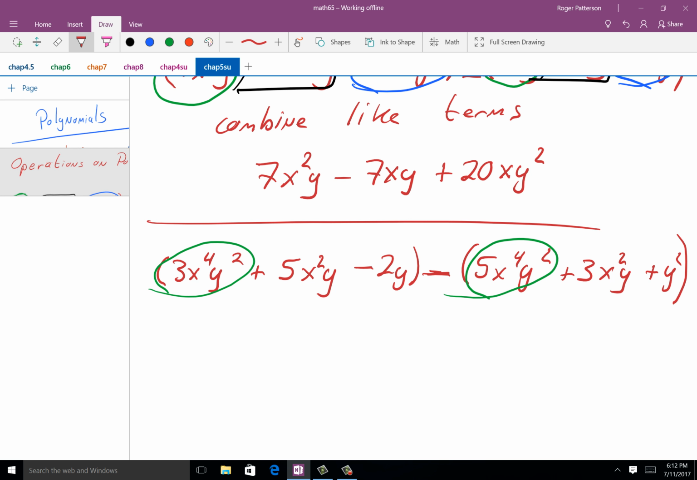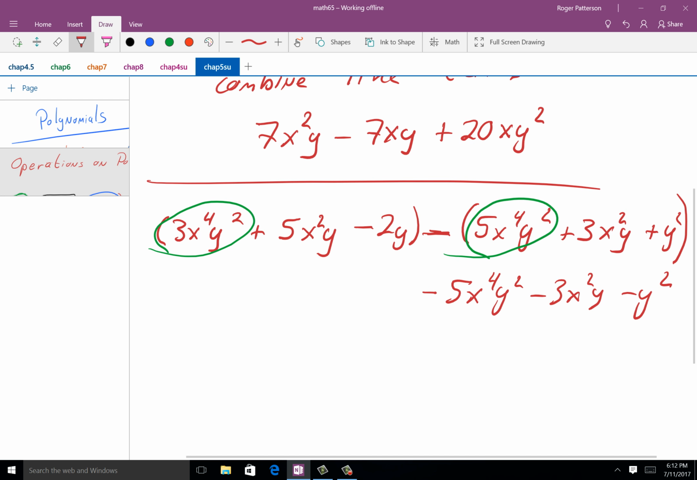So I think what I said last week is that you can take this minus and move it inside to each one if that's how you think it's easier for you to do it, or you can just read it and do it. So if you want to move this inside, then we'd have a minus 5x^4 y squared minus 3x squared y minus y squared. However, which way you want to do it, it doesn't matter to me. I just want you to get it right.